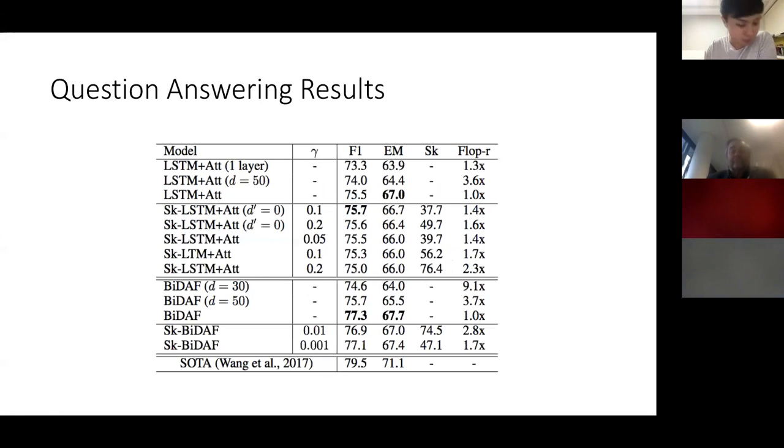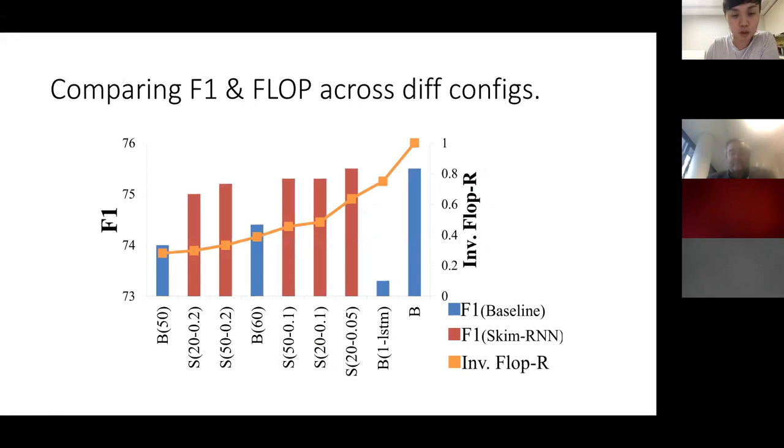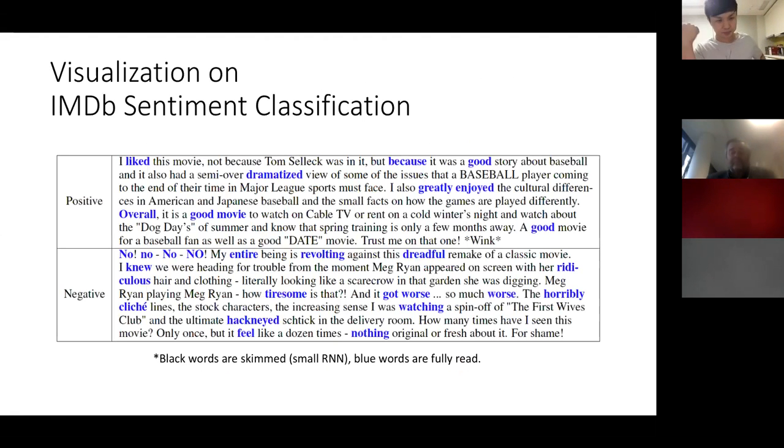The main point I wanted to make is that existing LSTM can be replaced with this kind of skimming mechanism that can obtain FLOP reduction without losing accuracy quite stably. That's the main point of these experiments. Now I'll move on to the F1 and FLOP. Actually, I'll skip this due to time constraints. But now let's go into the visualization part.